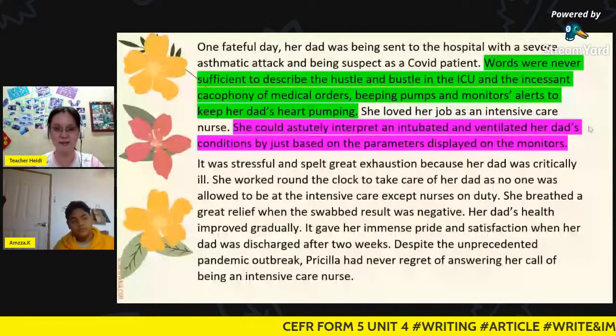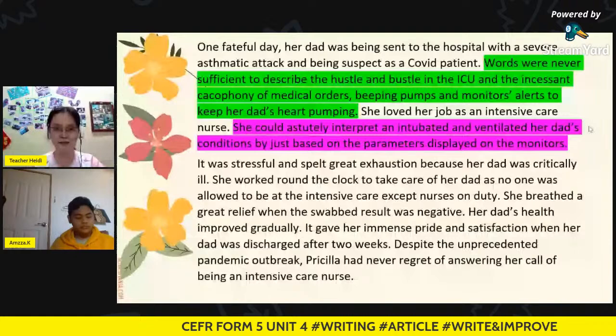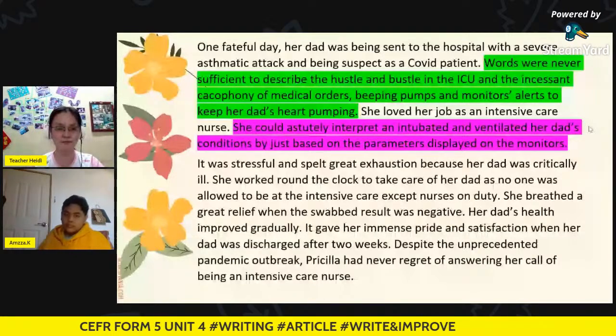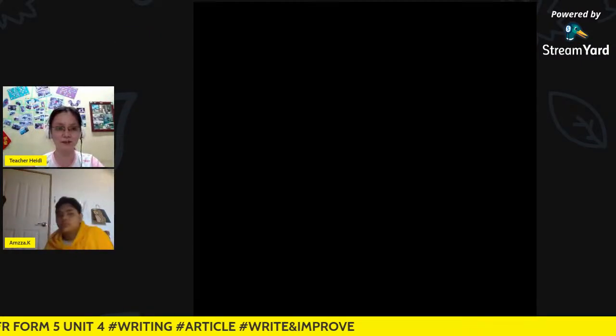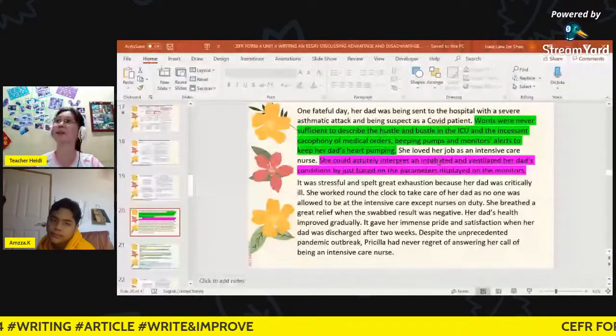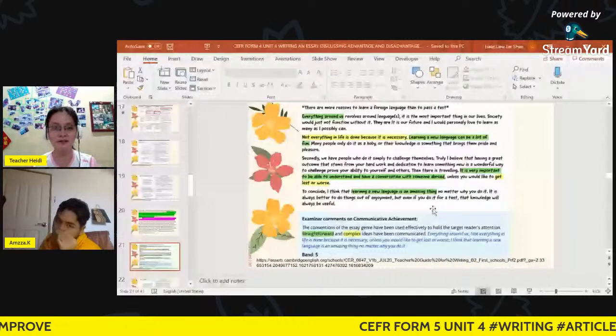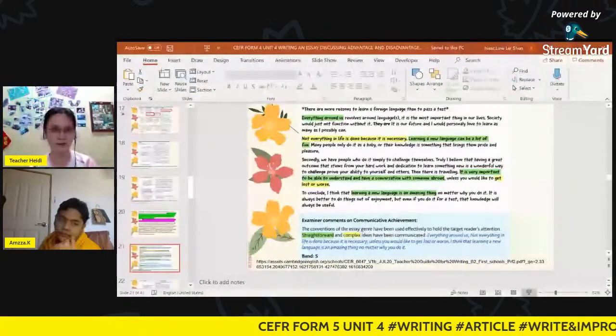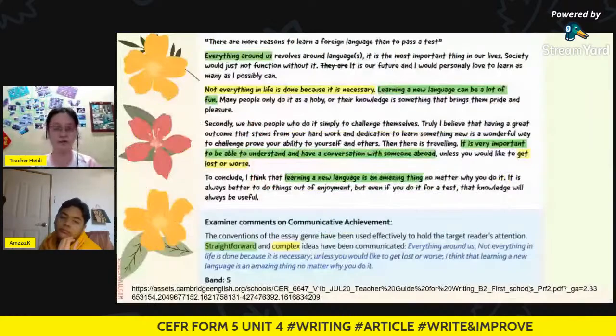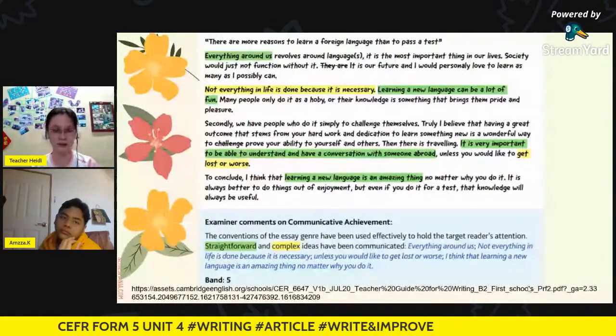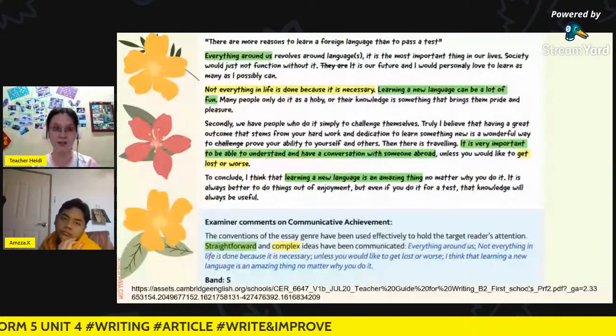Actually, the next one is the one by the Cambridge students. Let you read. Since all of you are here, I'm not trying to introduce new things. This is really by a Cambridge student, and he scored a 5 for communicative achievement. It says 5, given by Cambridge.